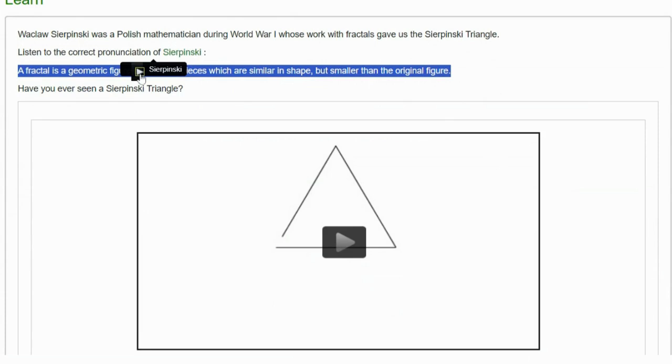Sierpinski. Sierpinski. So have you ever seen a Sierpinski triangle?